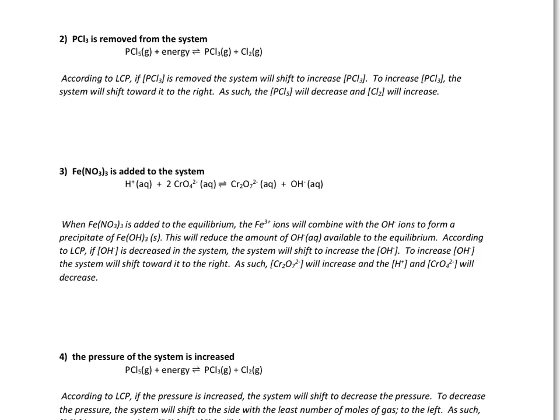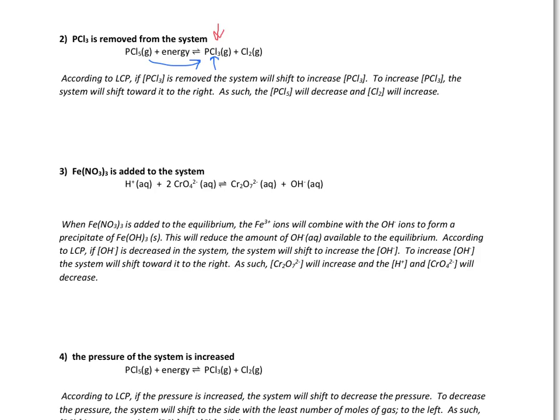Let's go through the next example. PCl3 is removed from the system, so the stress is the concentration of PCl3 is decreased. If the concentration of PCl3 is decreased, the system will shift to increase PCl3. And in order to increase PCl3, we have to make more of it.